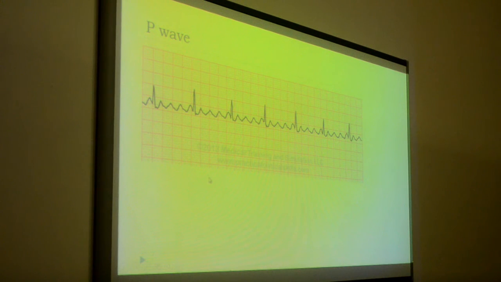Now, look at this P wave. Or P waves. What's happening here? Oh, well, it's higher, so the left atrium is enlarged, two big squares. No, you can't measure size because you don't know what lead this is. Mm-hmm. You can't look at size here. But look at this. Look how many P waves we have.